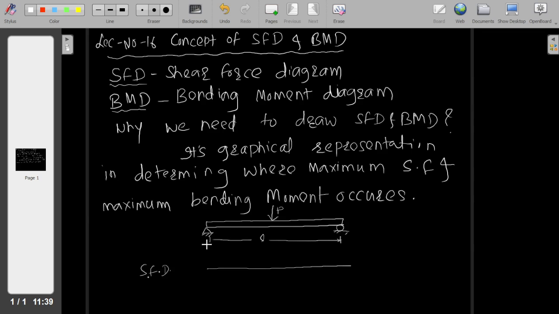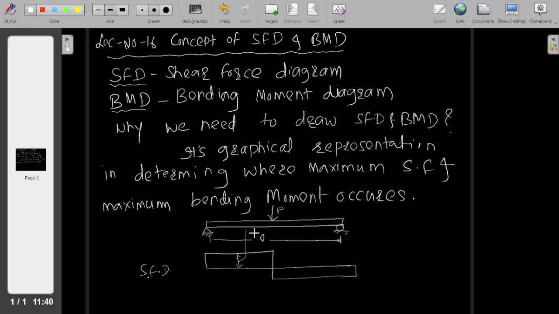Here first you will get a support reaction. The SFD looks like this for this case, and I will explain this later. In this case, the shear force is like this and the maximum shear force is this. Whether it is positive or negative, both are the same. This is the amount of the maximum shear force. In order to design the beam, I need to take this maximum shear force.